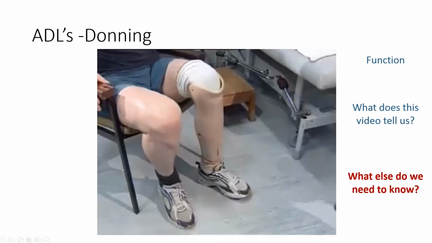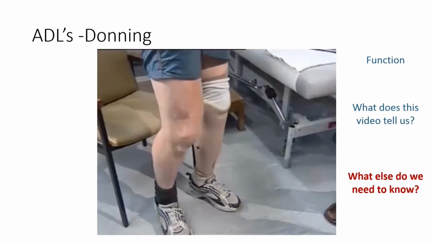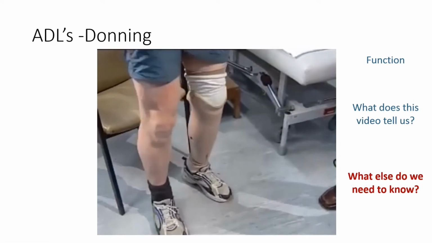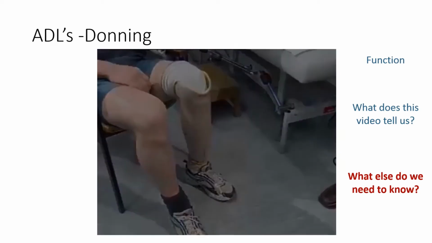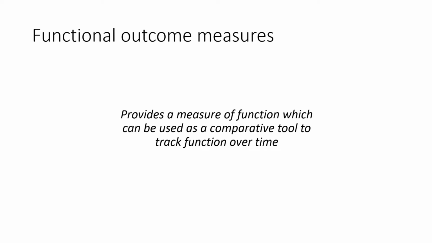However, it's not the end of the picture, is it? This tells us that he can put his device on. It tells us we've seen that he can walk. But there's also a range of other things which we need to be able to think about. And this is where functional outcome measures is a really important idea.